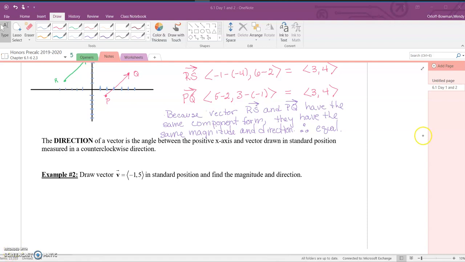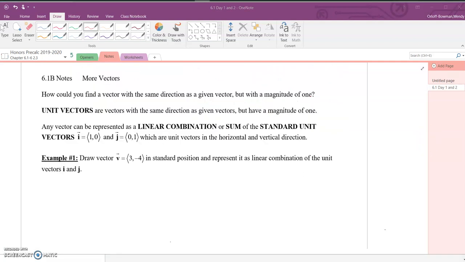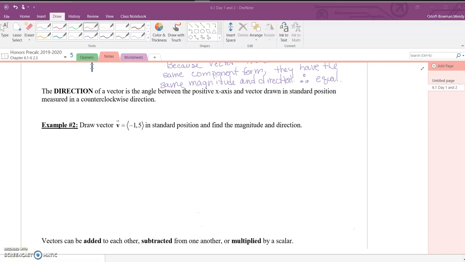We will now work through example 2. So we're going to draw the vector v, which is -1, 5, in standard position, and we're going to find the magnitude and the direction. I'm going to encourage you to pause the video and draw your vector in standard position.